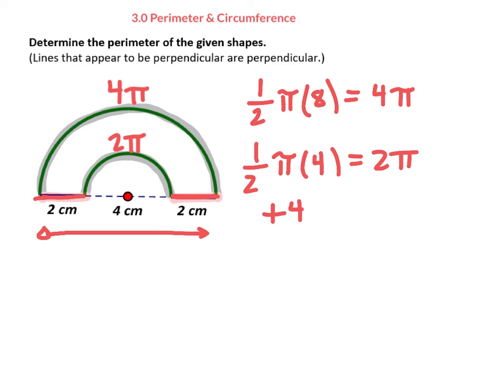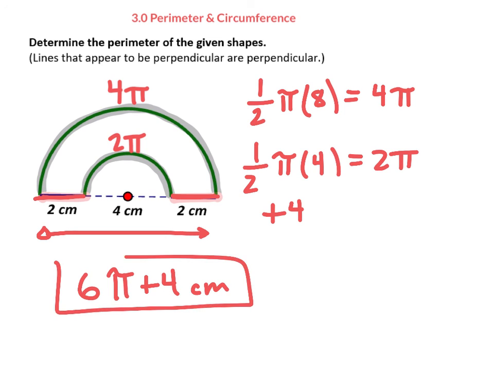So if we add all this together, we get 6 pi plus 4 centimeters. That's a perfectly fine answer. That is an exact answer. But many of you want to go to a decimal. That's about 22.85 centimeters. Lots of fun with perimeter and circumference.